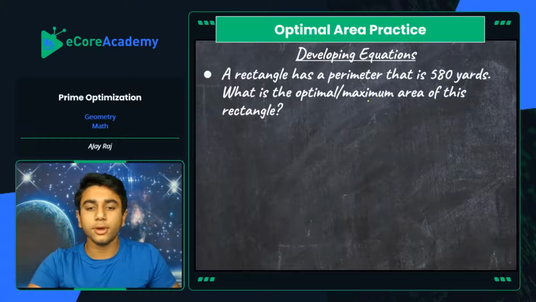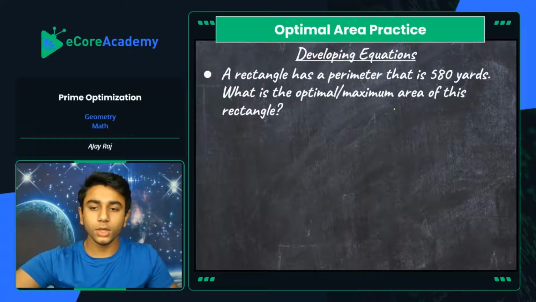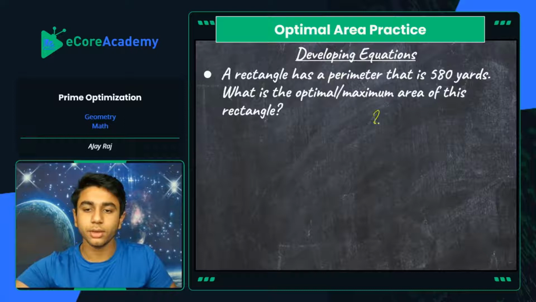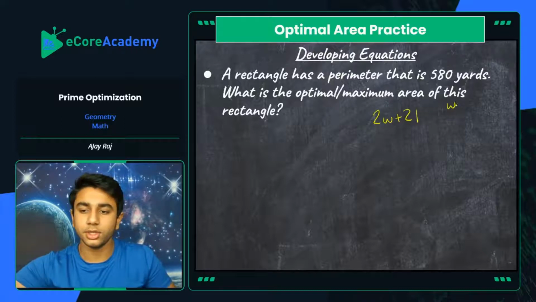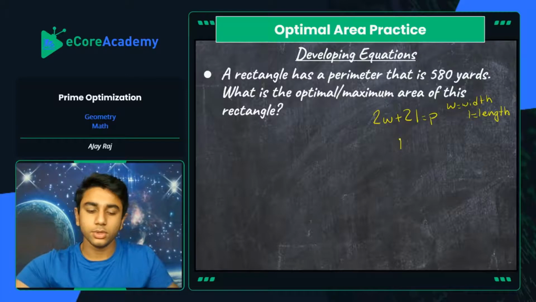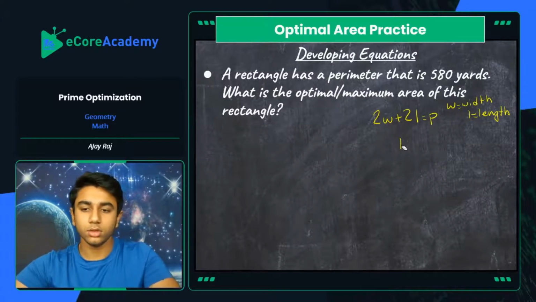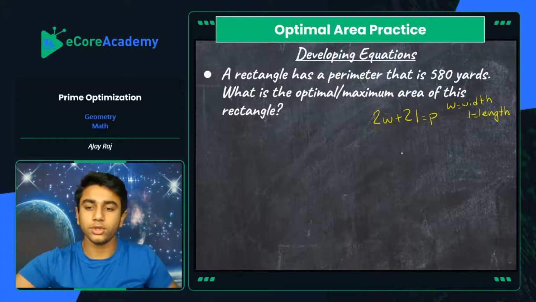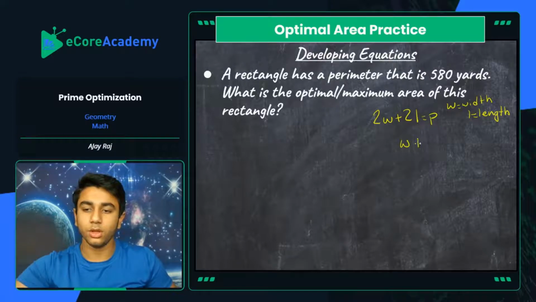One thing that we know about area and its correlation with a perimeter is that our perimeter equals 2w plus 2l. W is going to equal width, and L equals length. So 2w plus 2l equals perimeter. However, we know that W times L, or our width times our length, is going to equal our area.